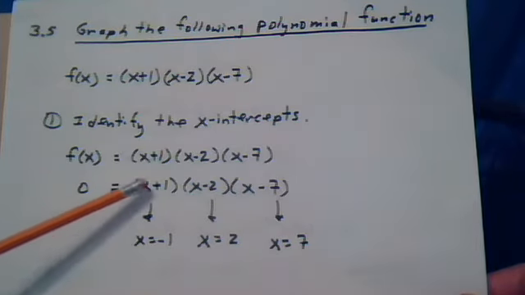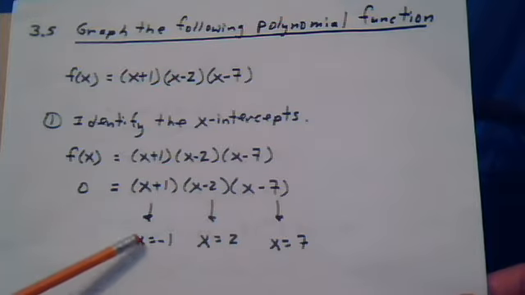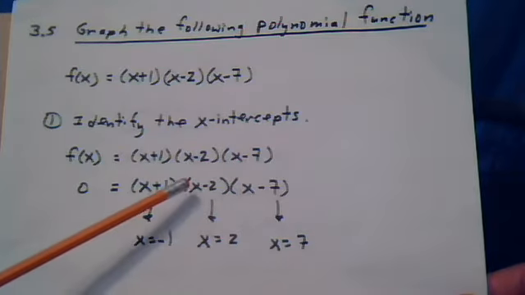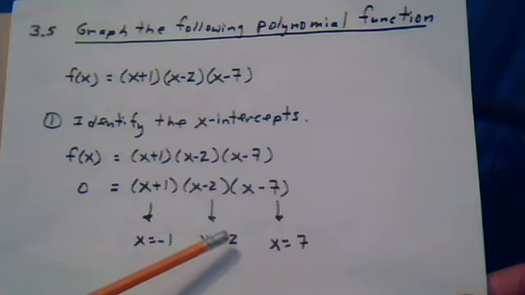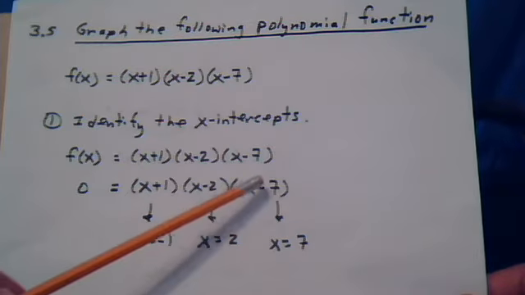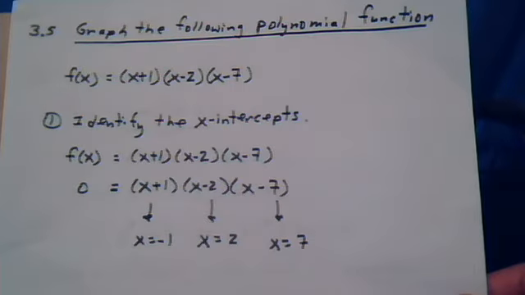So if x plus 1 equals 0, then x would have to equal negative 1. If x minus 2 equals 0, then x would have to equal 2. If x minus 7 were equal to 0, then x would have to equal 7. These are the x-intercepts.